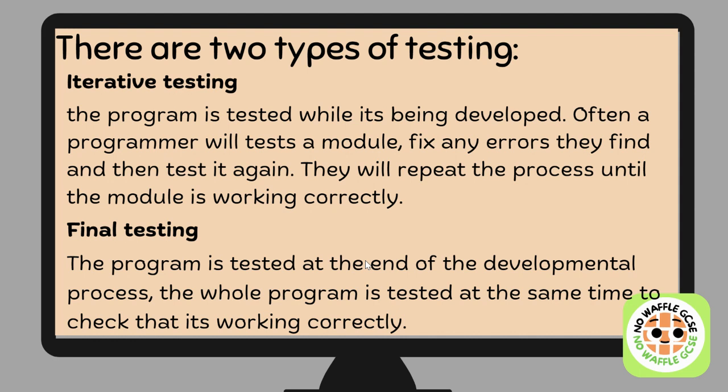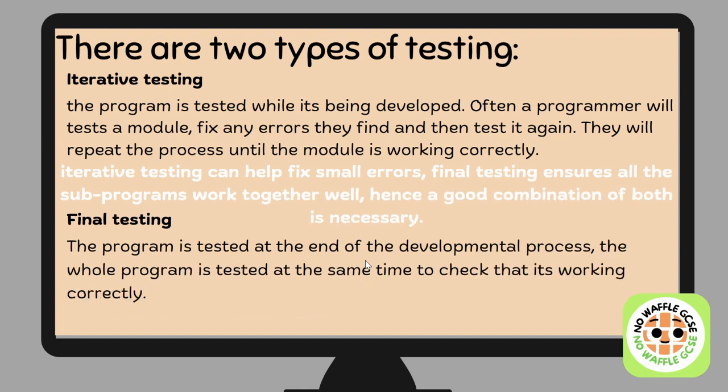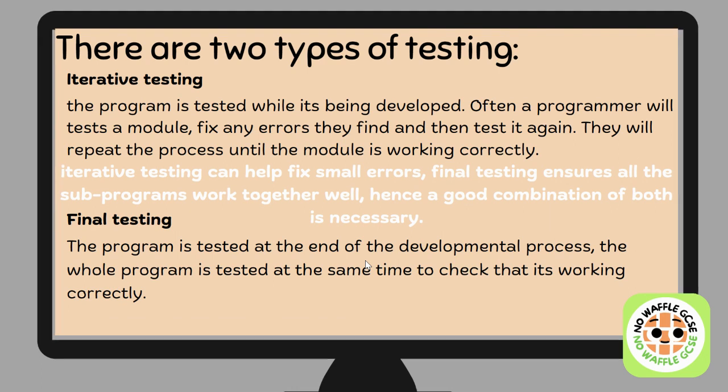Now, the sweet spot is using both of the testing at the same time because you want to be able to know whether all of the modules are working to see where the error is, but you also want to see if the modules work together well. So, iterative testing will help fix the small errors, and final testing ensures that all of the subprograms work together, and hence a good combination of both is necessary.